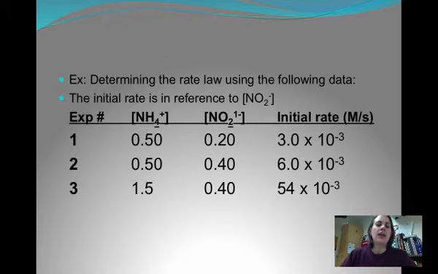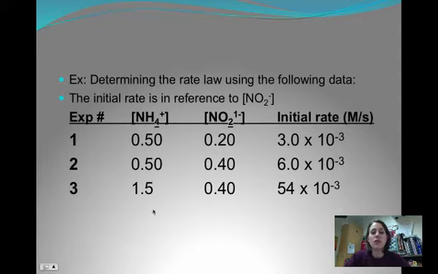So I have a set of data here. I've done an experiment with the equation that I showed earlier. I put ammonium ions in solution and nitrite ions in solution, and they react together. It looks like I did 3 experiments, and from the first 2 experiments, I held the concentration of ammonium constant, but I changed the concentration of nitrite, and I can see that my rate has changed.